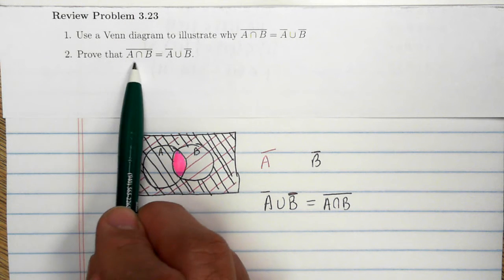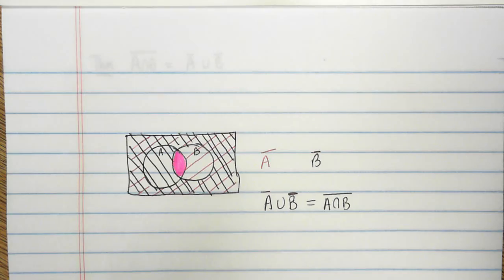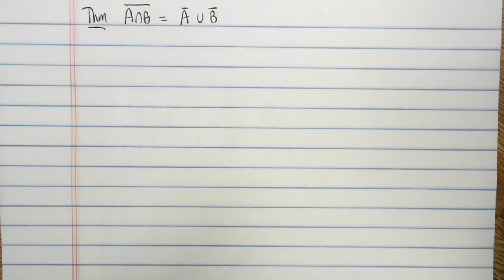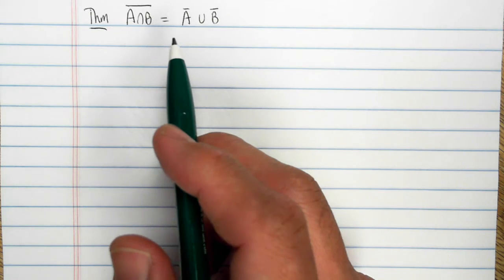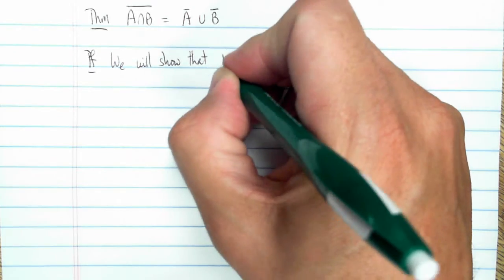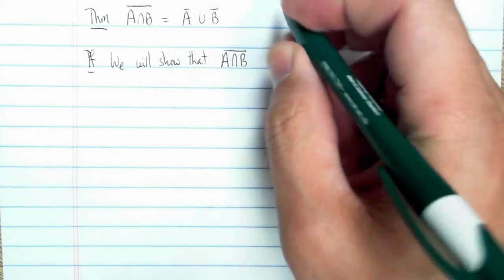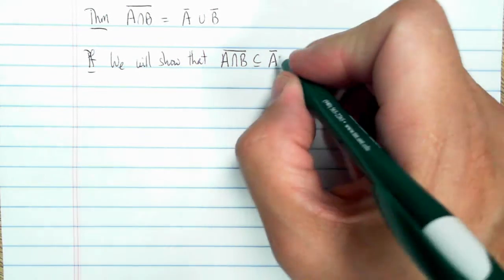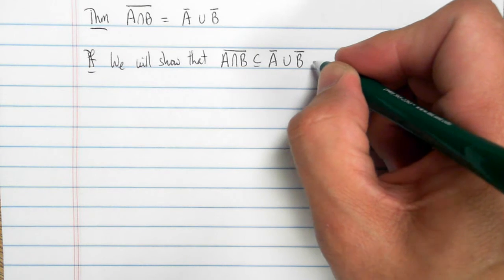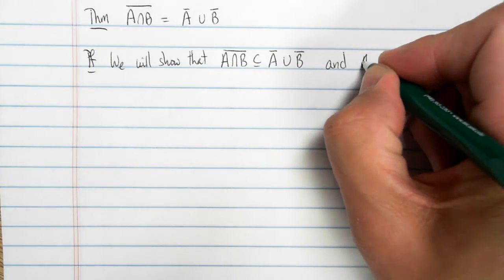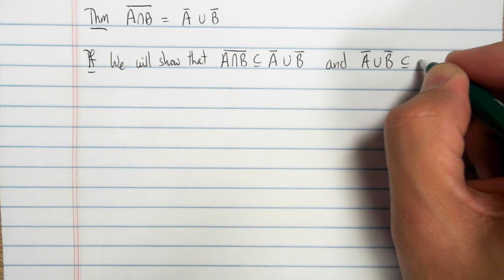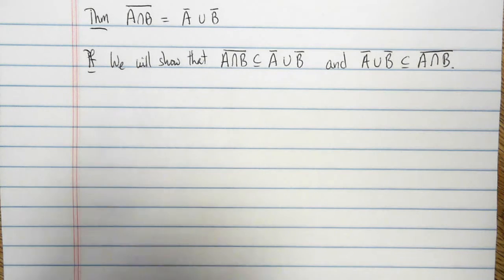Now that is a visualization, not an actual proof. So now let's go through the proof of why this works. Theorem: the complement of A intersect B is equal to A complement union B complement. So we'll do this two different ways. We're going to do two things. We will show that the complement of A intersect B is a subset of the right-hand side, A complement union B complement. We will also show that A complement union B complement is a subset of the left-hand side, the complement of A intersect B. If I can show both of those, then that proves that the two sets are equal.